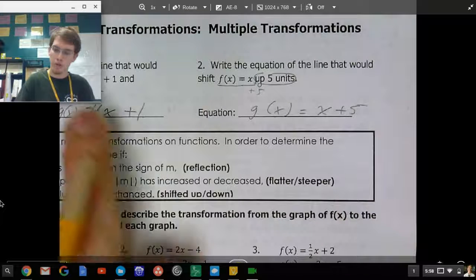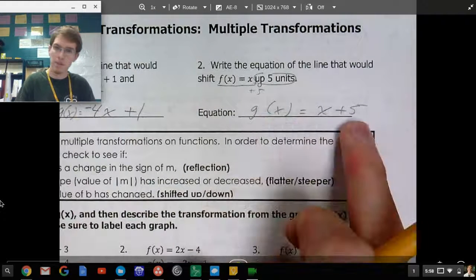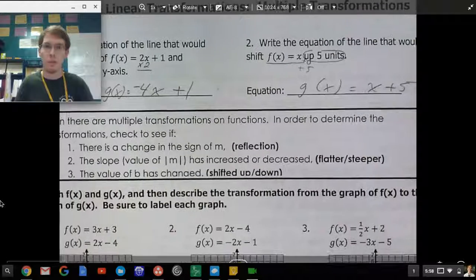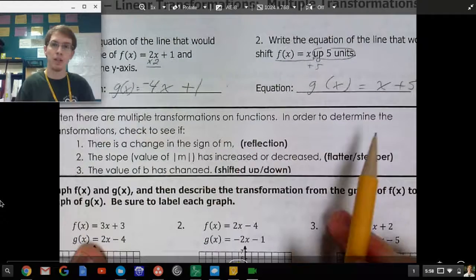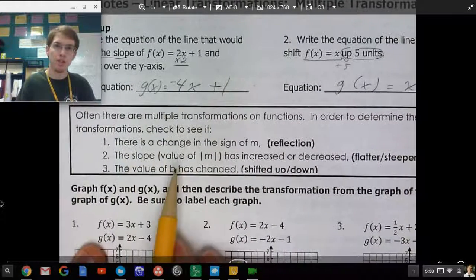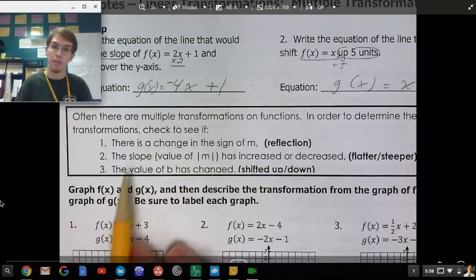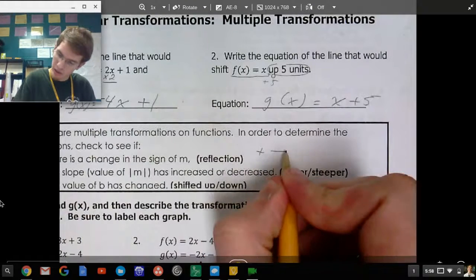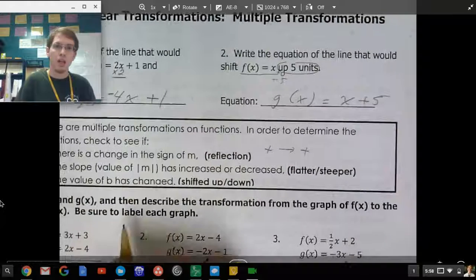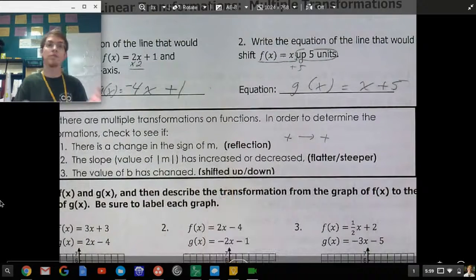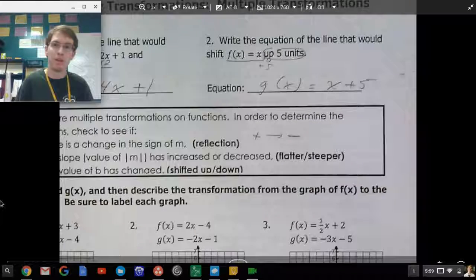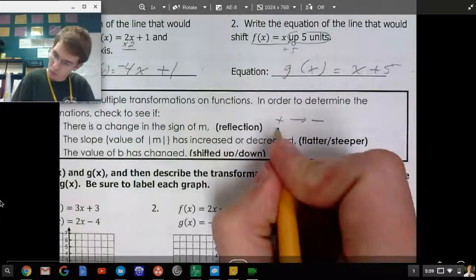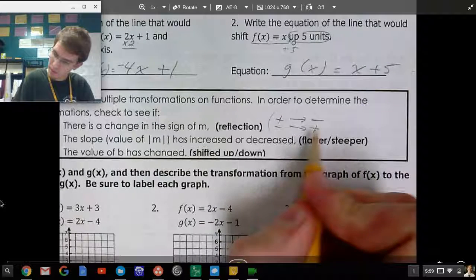All right, so we're going to put those two together, we talked about this yesterday, 2 days ago. And so here's the table that will sum all this up. Often there are multiple transformations on functions. In order to determine the transformations, check to see if, 1, there's a change in the sign of m. Okay, so I often show something like plus going to plus. So if there's a change in the sign, if it's going from positive to negative, negative to positive, that's a change in the sign, so it is a reflection. So, for instance, if we have from plus to minus, that would be a reflection, or minus to plus, either one of those two.